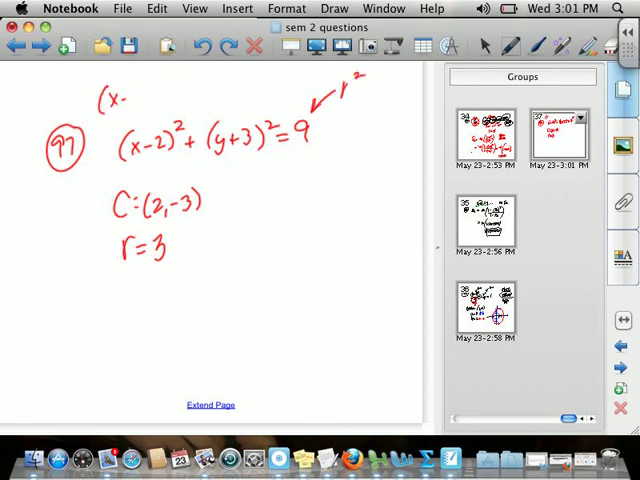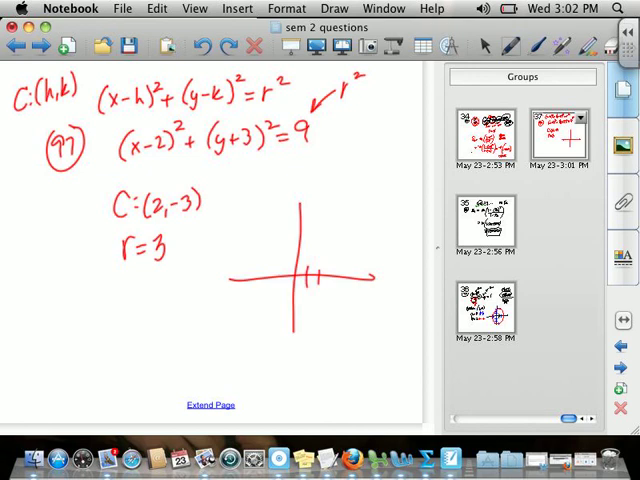So you might write the equation of a circle on your cheat sheet: x minus h squared plus y minus k squared equals r squared. The center is h, k. Your radius is r. In this one we have 2, negative 3. Your radius is 3, so go up 3, right 3, left 3, down 3. Draw your circle on. That's it.